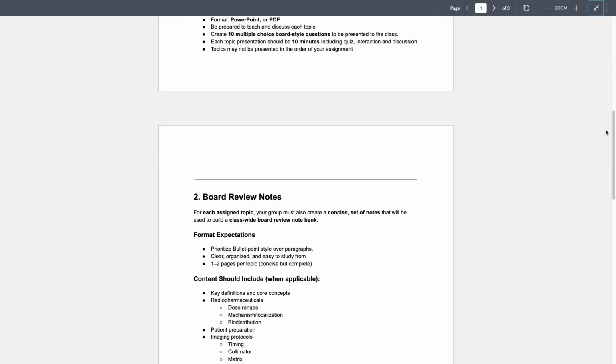The way I want you to think about this is, if I were going to take my boards and I just wanted bullet point things that I could review quickly before I went in, on the different topics, that's what we're looking for. So format expectations: prioritize bullet point style over paragraphs. The simple bullet points of things you need to know. Be clear, be organized, and easy to understand. 1 to 2 pages per topic. That's all we're looking for. The quick, easy facts about whatever scan or whatever topic you have. Okay, so concise but complete.